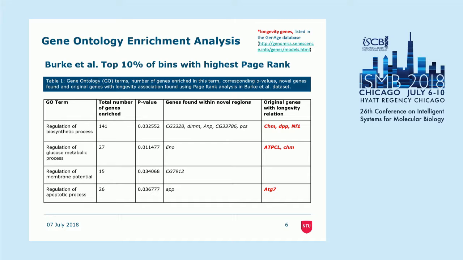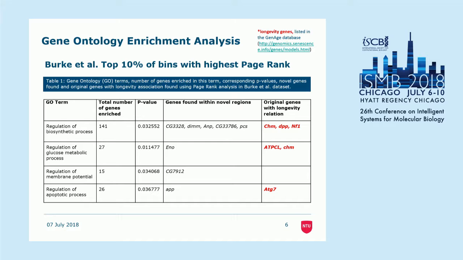We can see in the table the genes under this GO-term analysis that were found in novel regions. These were the nodes that weren't original nodes. And we've also got genes that fell in the original nodes that were previously associated with longevity using a database, the GenAge database that you can see in the top right-hand corner there.